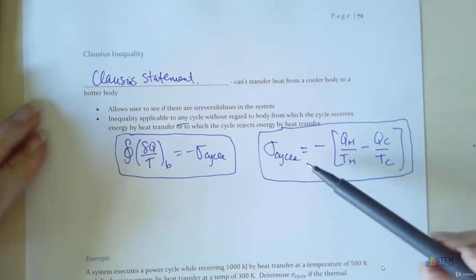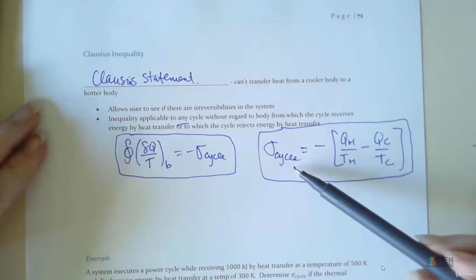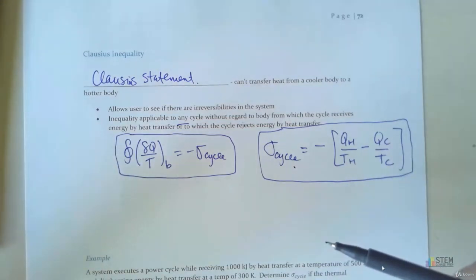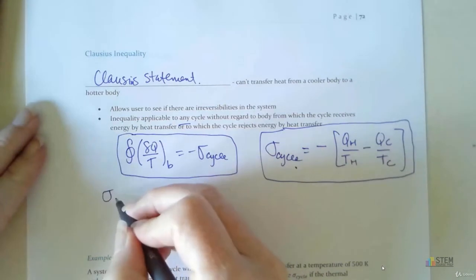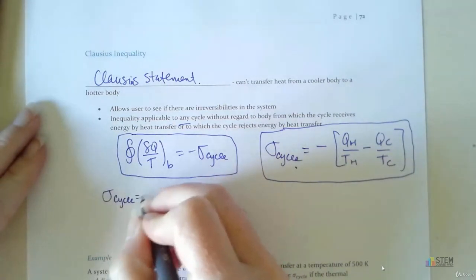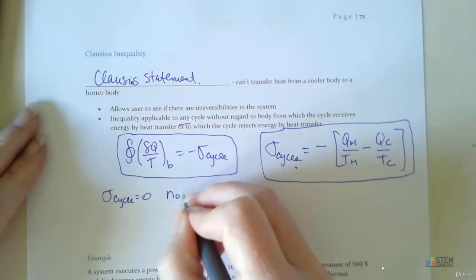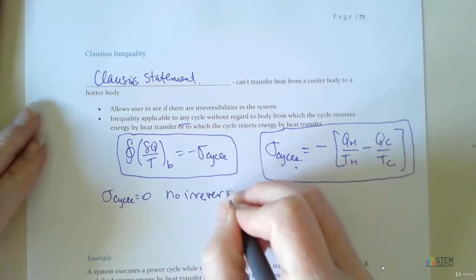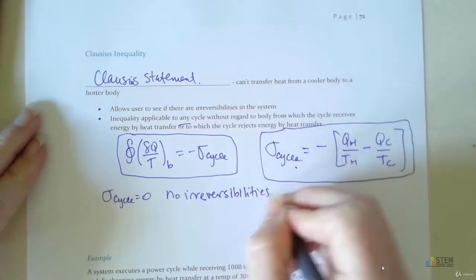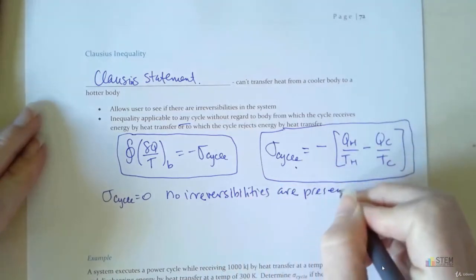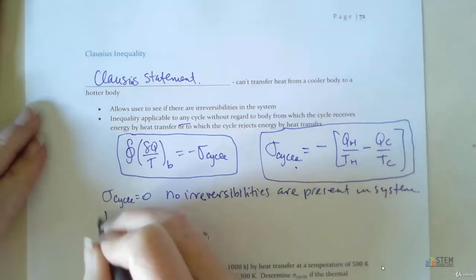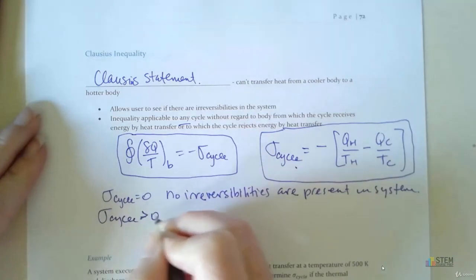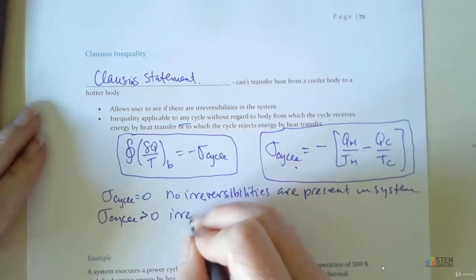And depending on the value we get for sigma cycle, we can figure out if our cycle has irreversibilities, if it doesn't have irreversibilities, or if the cycle is just impossible to have at all. So a few different choices. If that sigma is equal to 0, that means no irreversibilities are present in the system. All right, and that would be the ideal case. That's what you would want. If it's greater than 0, then we do have irreversibilities.